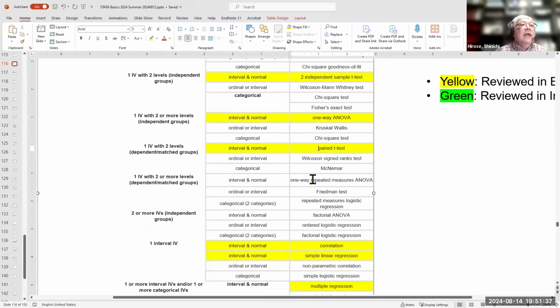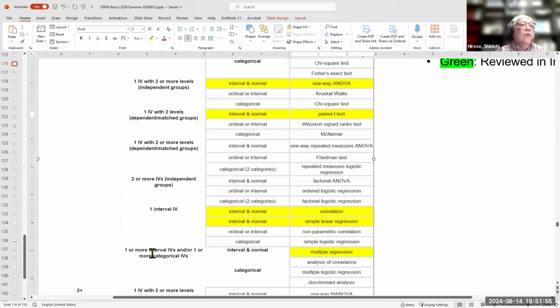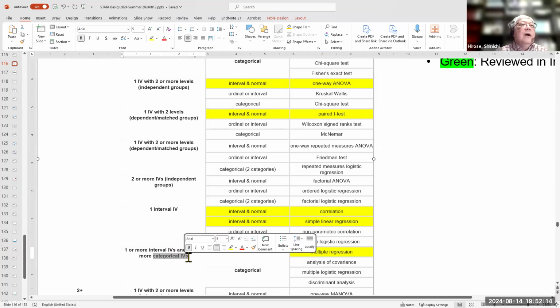And correlation, one interval independent variable, then we can conduct correlation or simple linear regression. And if we have one or more interval independent variables and one or more categorical independent variables, then multiple regression is possible. However, if you deal with a categorical independent variable, then you cannot run linear regression, but you need to run the categorical regression.